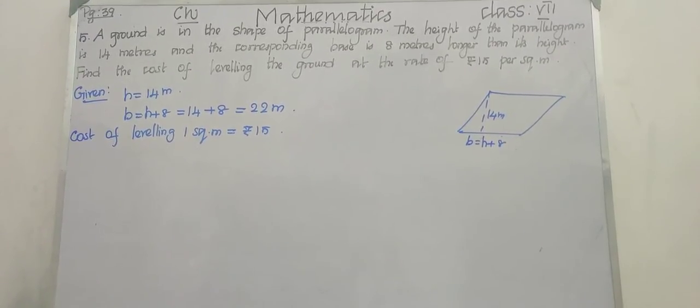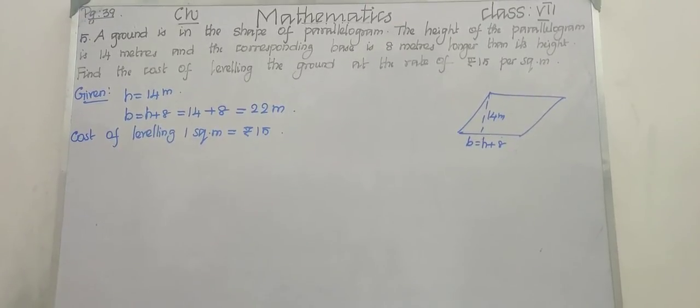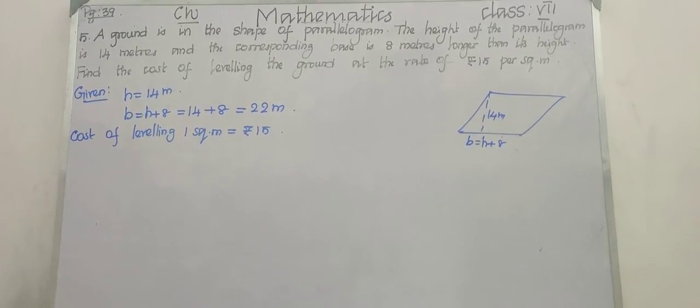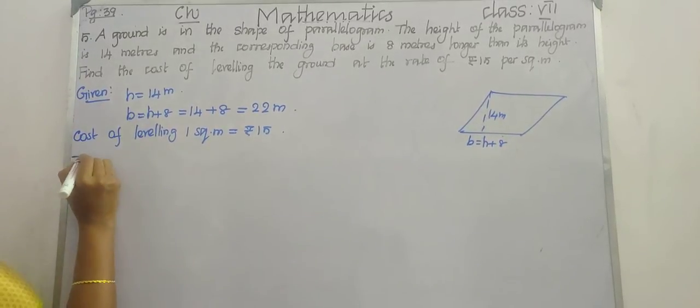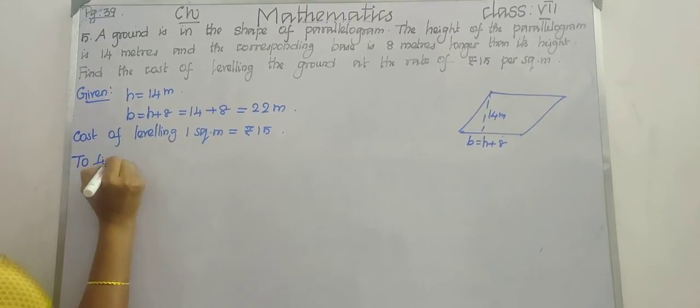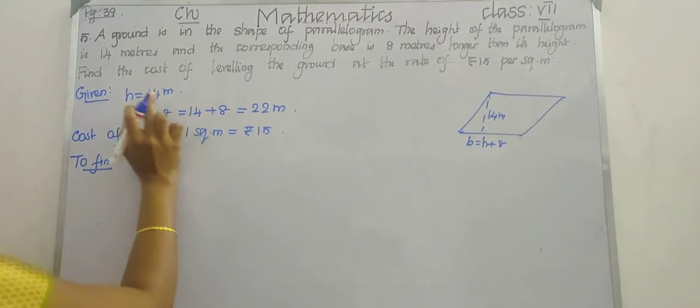Now, what do we need to find? We need to find the area of this parallelogram ground. For that total area, we need to find the cost of leveling. Children, so first write: to find, what we need to find? The cost of leveling.